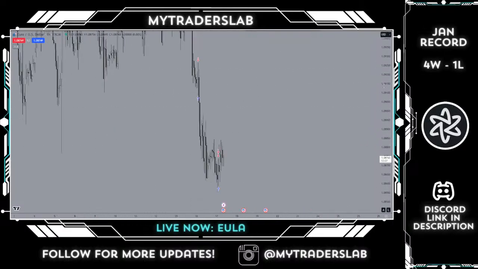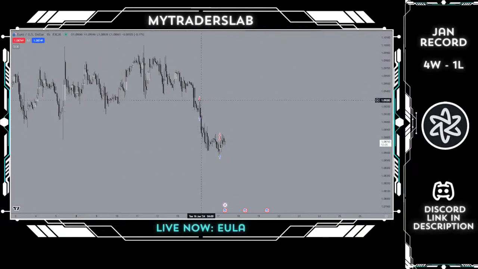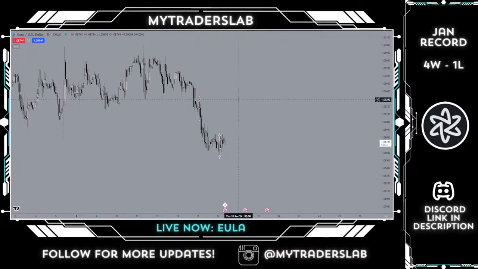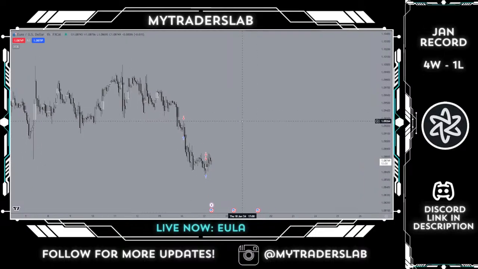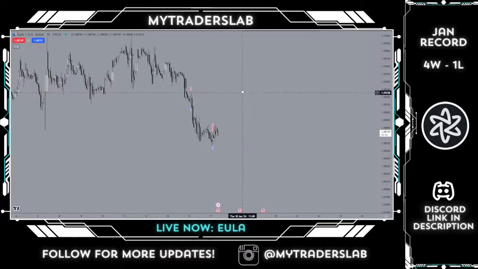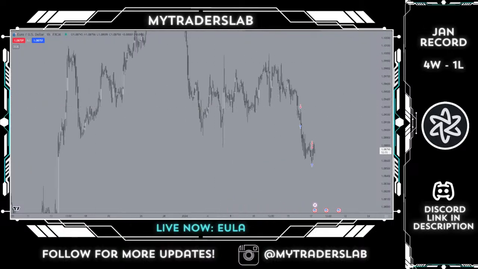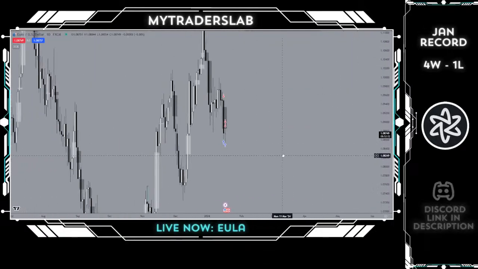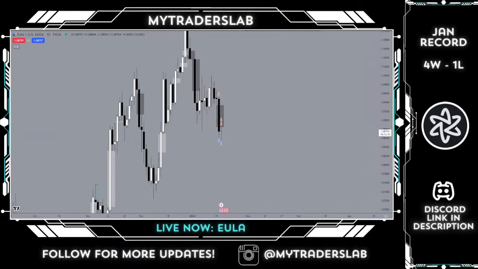Alright, so let's first take a look at what happened today. Don't mind these arrows. These arrows are basically the trades that I took and profited off from. Today we saw price dip into the fair value gap on the higher time frame especially. So if you go on the daily, we can see this big fair value gap here.